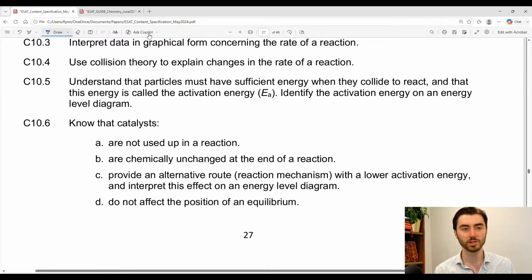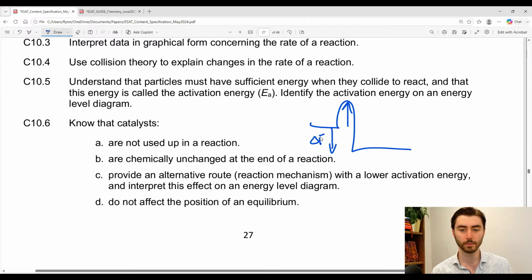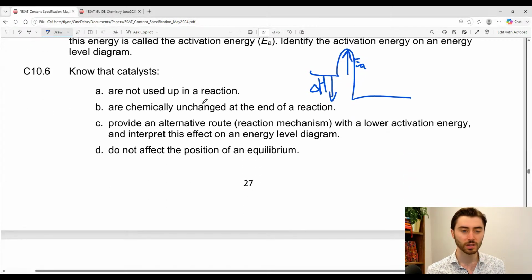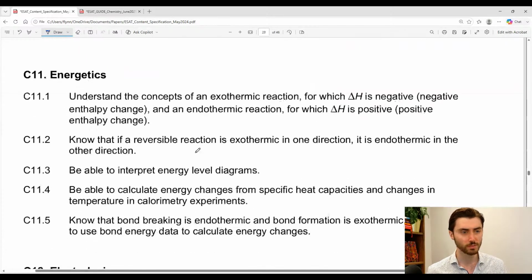Activation energy on an energy level diagram. That would be the activation energy. That would be the enthalpy. This would also be for an exothermic reaction because it overall gives out energy. Catalysts are not used up in a reaction. That's important. They are chemically unchanged, provide an alternate route, and do not affect the position of equilibrium. That's fine.